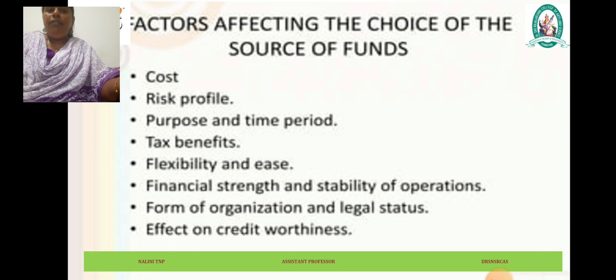First, the factors affecting the choice of sources of funds are cost, risk profile, purpose and time period, tax benefits, flexibility and ease, financial strength and stability of operation, form of organization and legal status, and effect on creditworthiness. These are the factors which affect the choice of sources of funds.